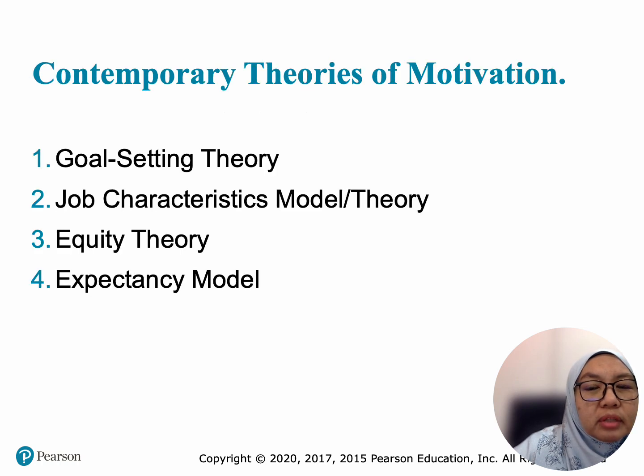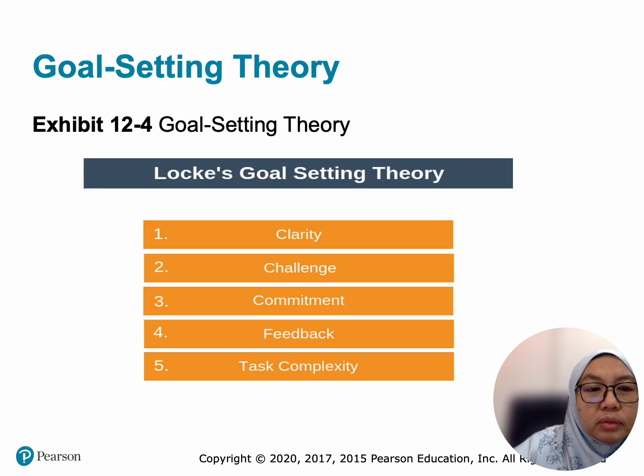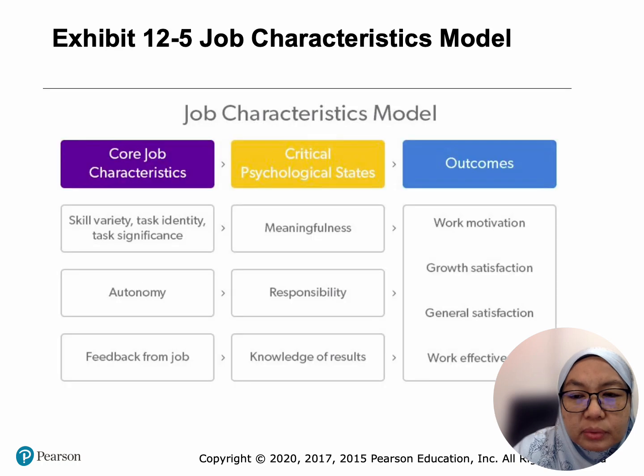Now we go to the contemporary theories of motivation. So we have four here: goal setting theory, job characteristics model, equity theory, and expectancy theory. Now we go to goal setting theory. The theories we look at represent current employee motivation approaches that are supported by research. They include goal setting theory, job design theory, equity theory, and expectancy theory.